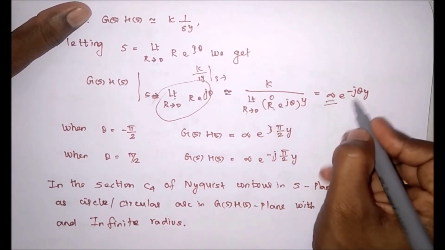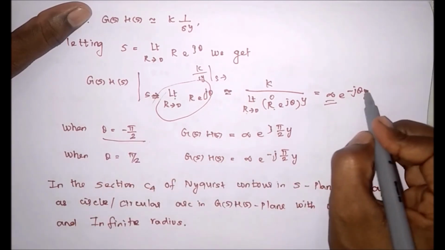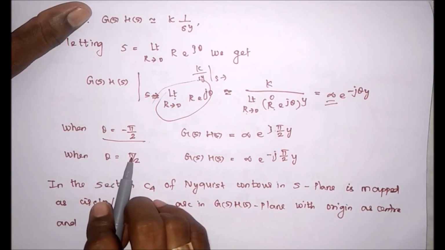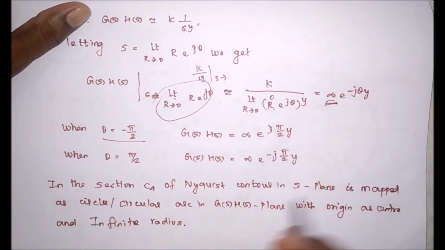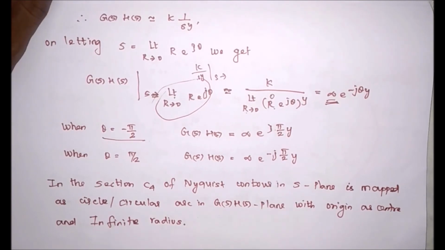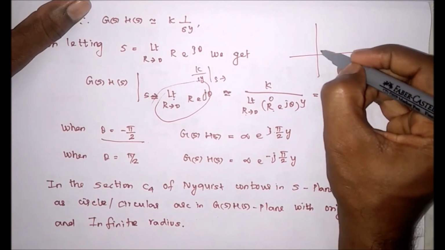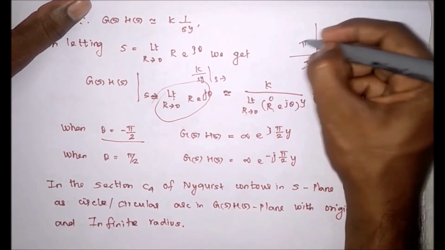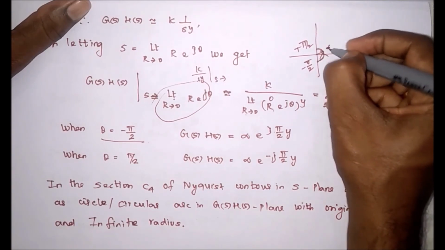It is infinity. So from this structure, if we substitute θ equal to minus π/2, it will become plus π/2. If we substitute θ equal to plus π/2, it will become minus π/2. But the radius is infinity. So from this what can we conclude? Suppose this is the s-plane. In the s-plane, minus π/2 is the starting, plus π/2 the ending, in anti-clockwise direction, and its radius is 0.